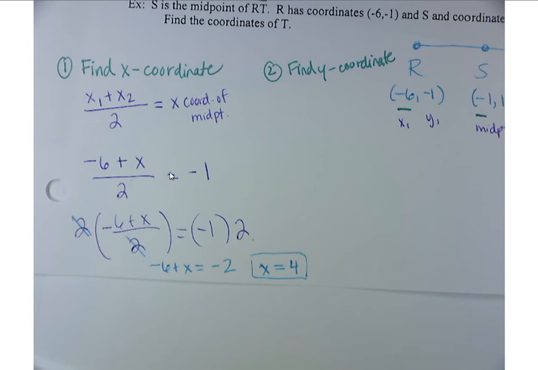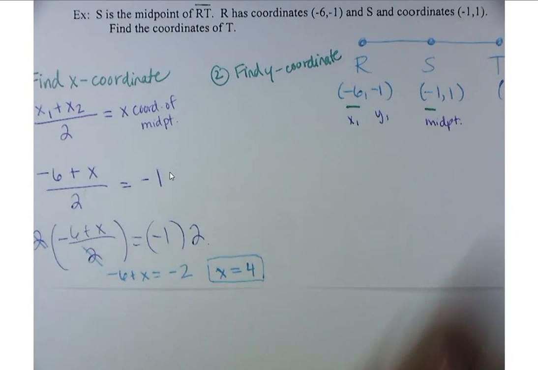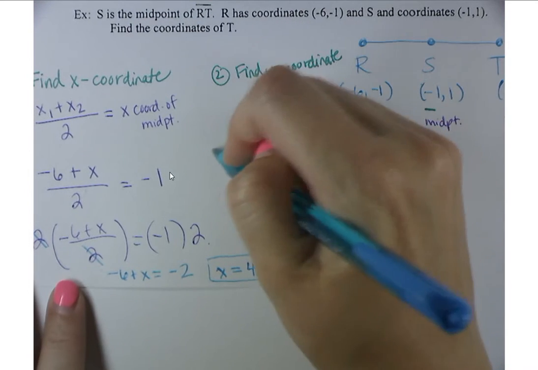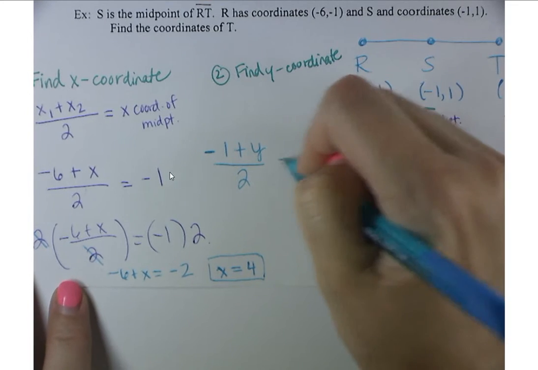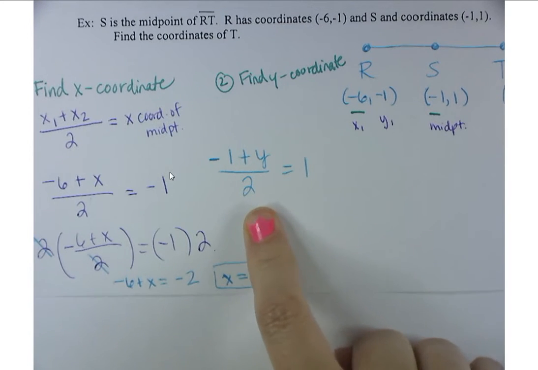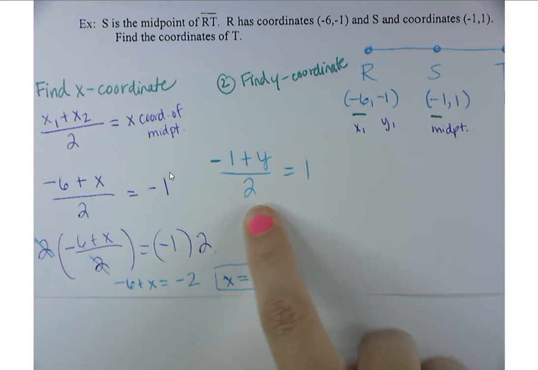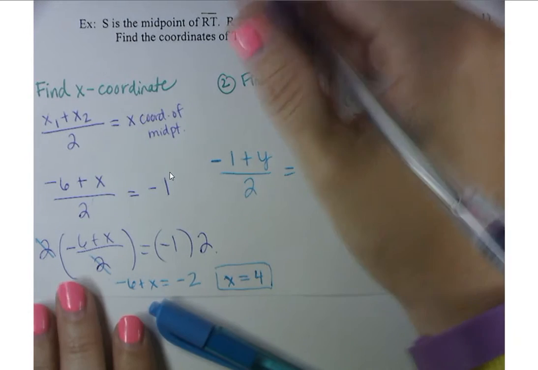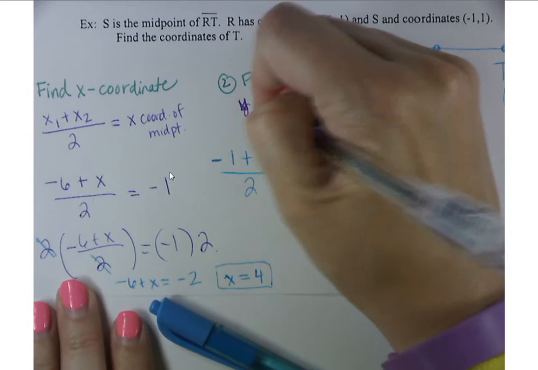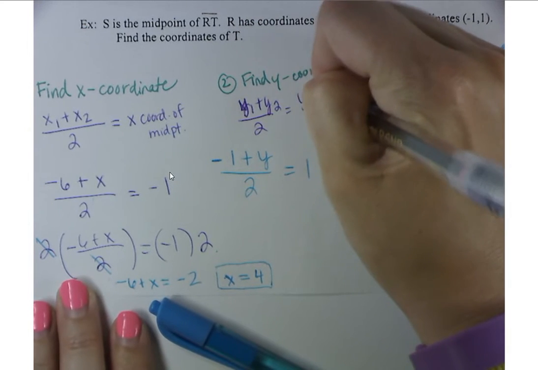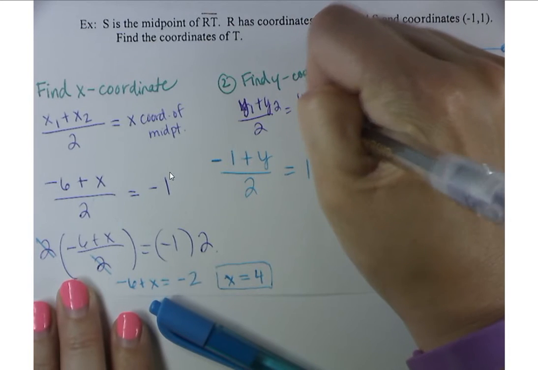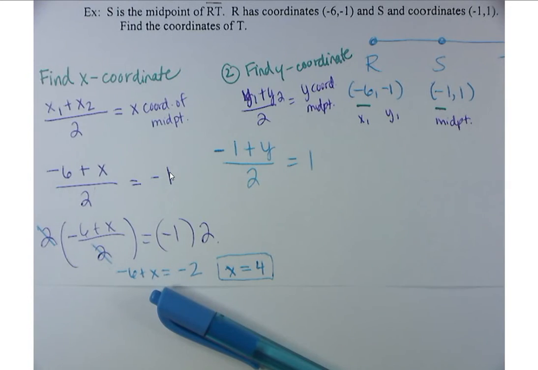Okay, so Ethan, can you tell me what your equation was? I did -1 plus y divided by 2 equals 1. All right, do we agree, disagree? I agree. Looks good. Okay, so again, it's the y1 plus your y2 over 2, which equals the y coordinate of your midpoint. And then we're going to go ahead and we're going to solve this.